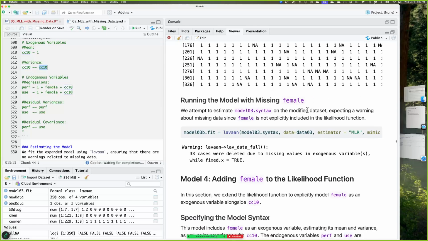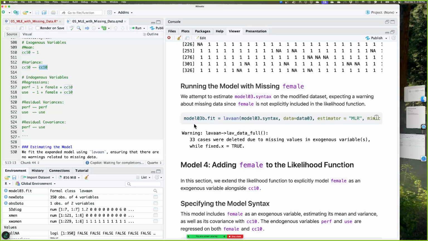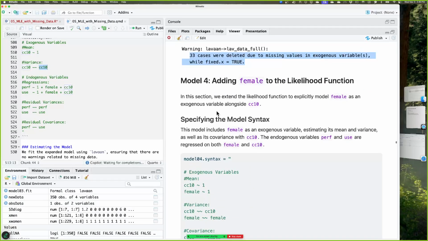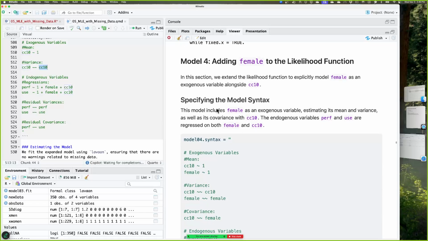Okay. So now with missing data in the model for female, you'll note that when I run that same model, I get the warning again. 33 cases were deleted because of missing values on female, because female's not in the likelihood. So to remedy that, we could add female to the likelihood function. Again, this is a bad idea, but it's a better idea than leaving it out altogether. Why is it a bad idea? Because putting it in the likelihood in lavaan is going to make it treated as a normal distribution, and a binary variable can't have a normal distribution. But we add it to the likelihood.